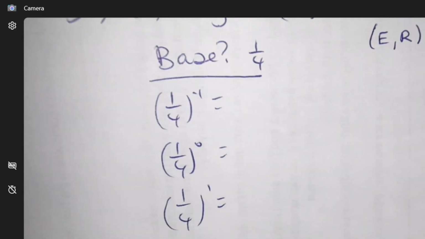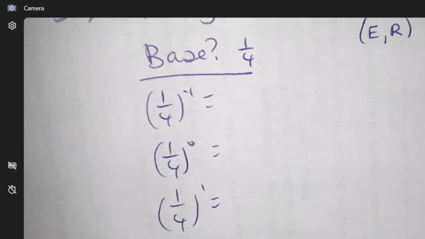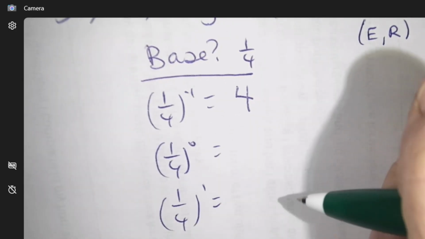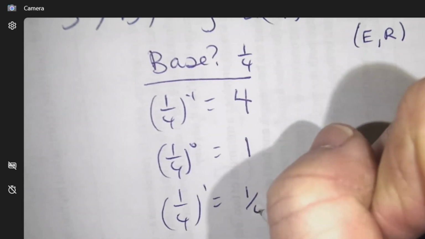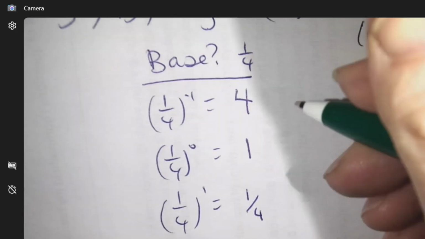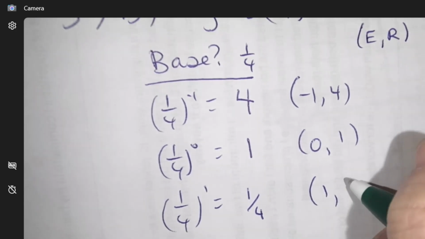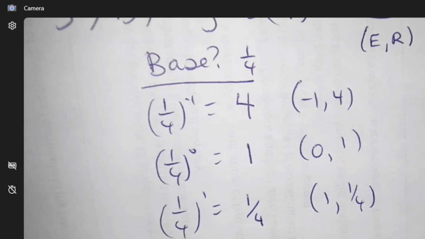So I always start the same way. A quarter to the -1, quarter to the 0, quarter to the 1. Okay, so negative exponents make things flip. So 4. Anything to the 0 is 1. Anything to the 1 is itself. Okay, so my coordinates are the exponent, comma, the result.